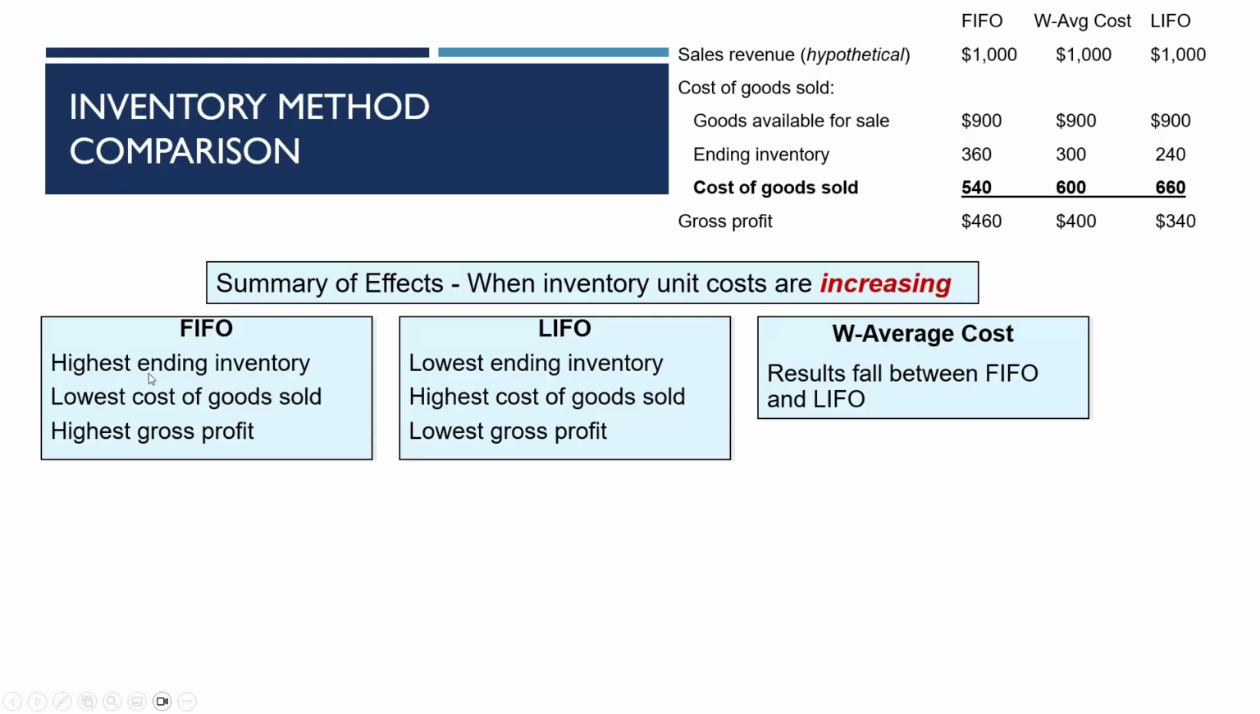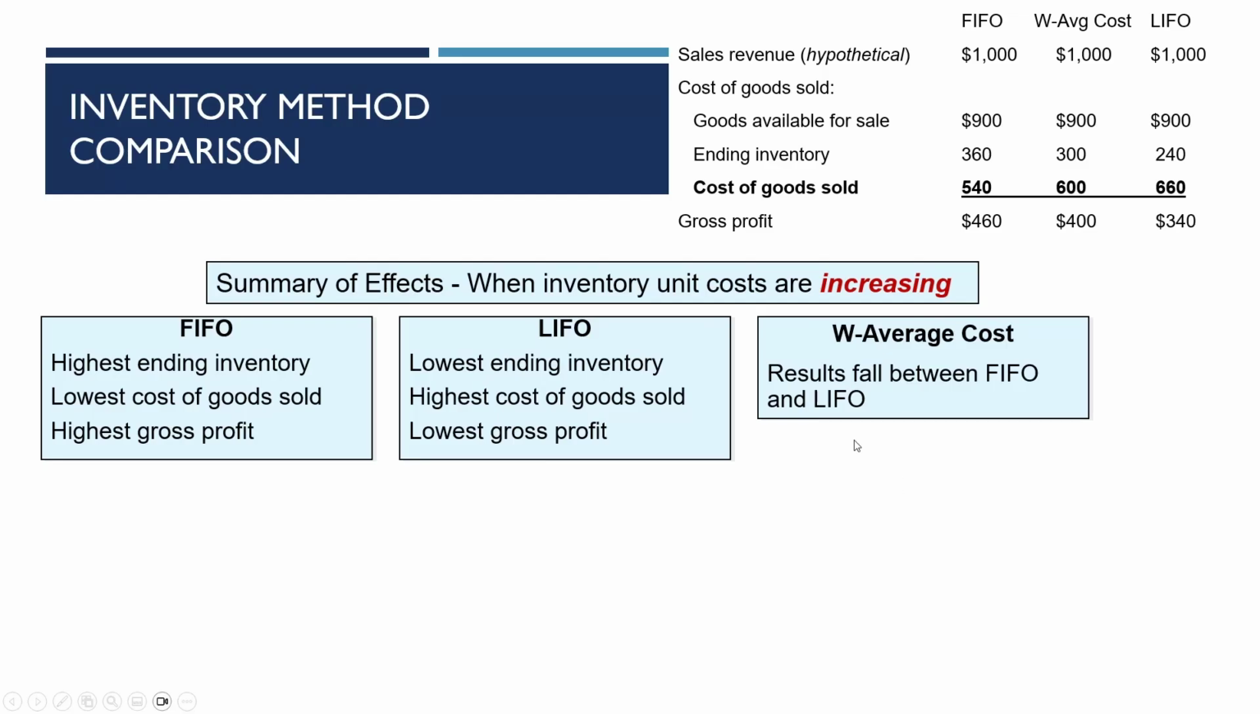FIFO gives us the highest balance of the ending inventory asset on the balance sheet, the lowest cost of goods sold, and as a result, the highest gross profit. LIFO gives us the lowest asset inventory on the balance sheet, the highest cost of goods sold, and the lowest gross profit, and the weighted average will give us the results which fall somewhere between LIFO and FIFO.